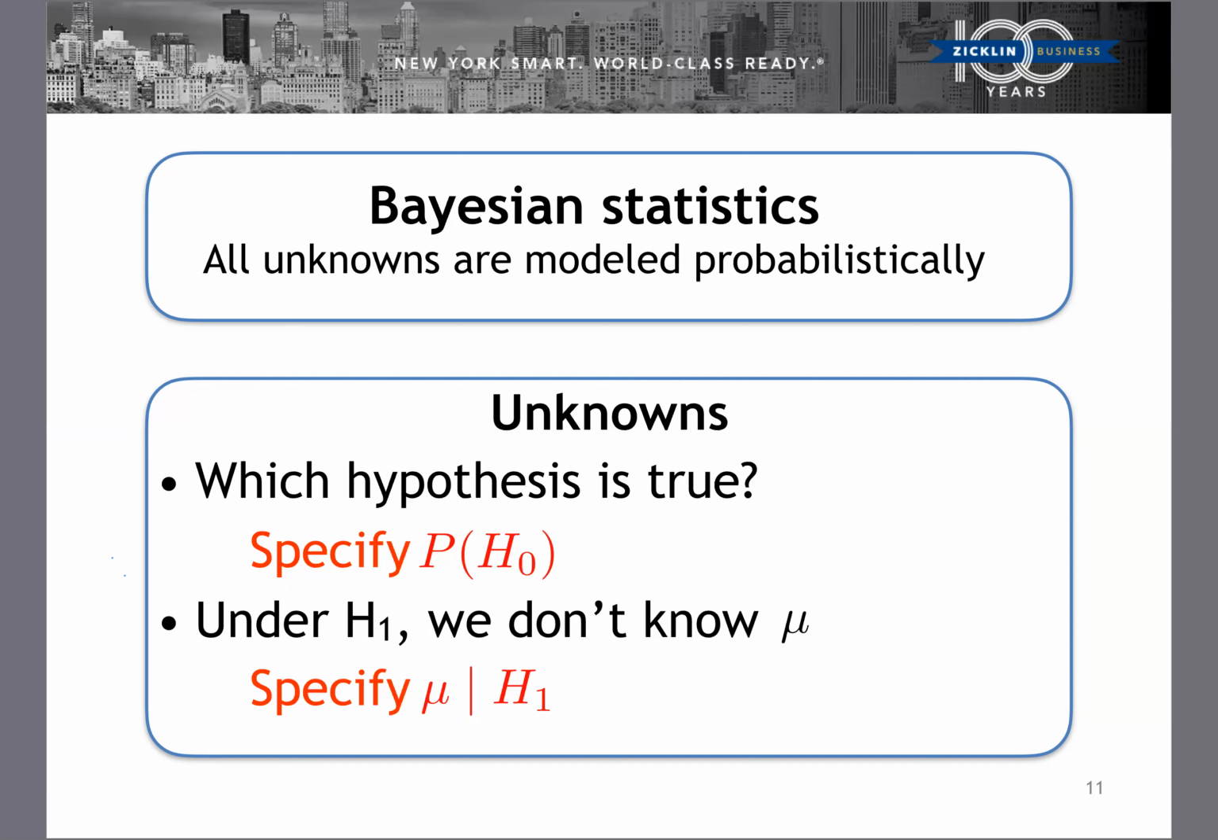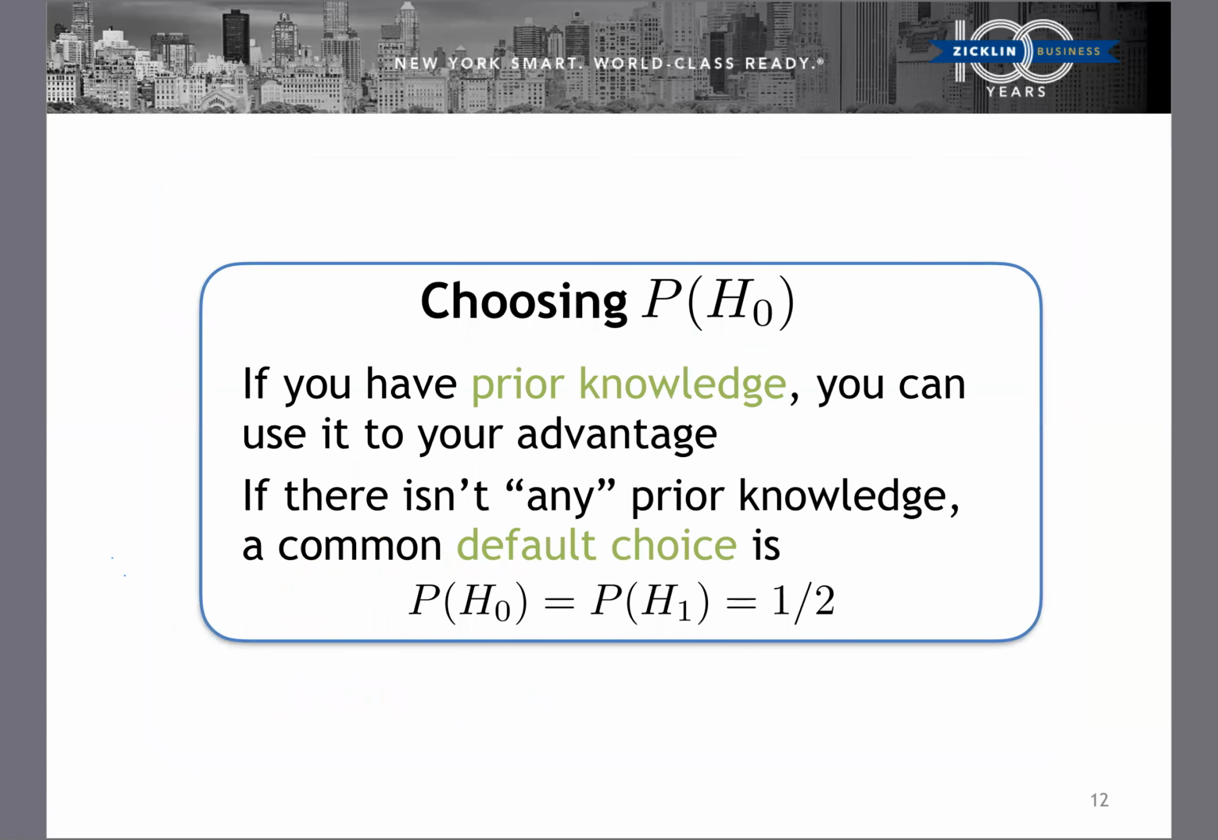Good. So now let's try to justify how we choose those things. So first thing that we can choose is this probability of the hypothesis. If you have prior knowledge, you've probably seen this, you can just use it to your advantage. So that's something you can do. If you don't have any prior knowledge or you don't want to assume it, a common default choice is assuming that the hypotheses are equally likely. So if I don't know anything, I don't want to assume that one hypothesis is more likely to be true than the other. A natural choice is where I say 50-50 chance. Okay. So this one, not so bad.